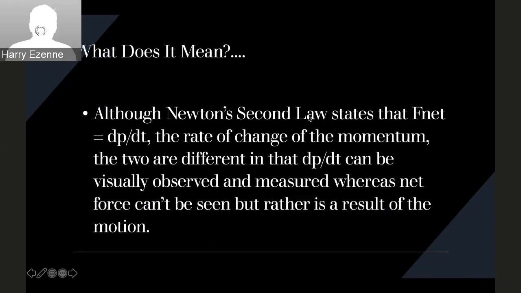What does it mean? Although Newton's second law states that F net is equal to dp over dt, the rate of change of the momentum, the two are different in that dp over dt can be visually observed and measured, whereas net force can't be seen, but rather is a result of motion.